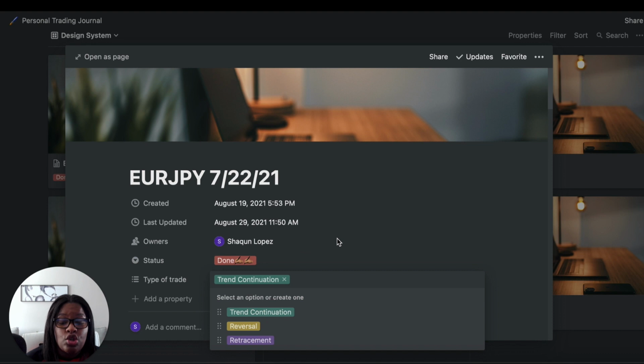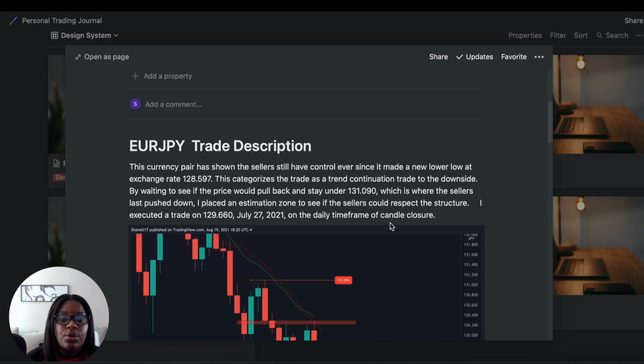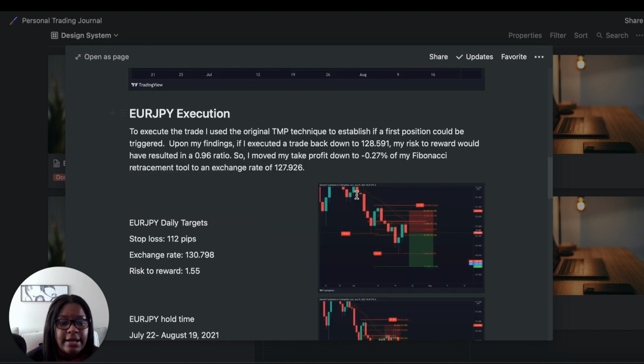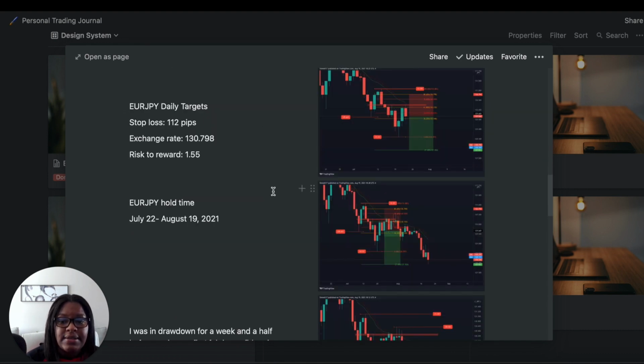And this was a trend continuation trade. So this is the description of the trade. This is why the trade was taken. And as you guys can see, this is exactly how the trade looks once it panned out. My stop loss was almost 122 pips. I probably should have put the take profit on here, so I'm going to have to update this one.